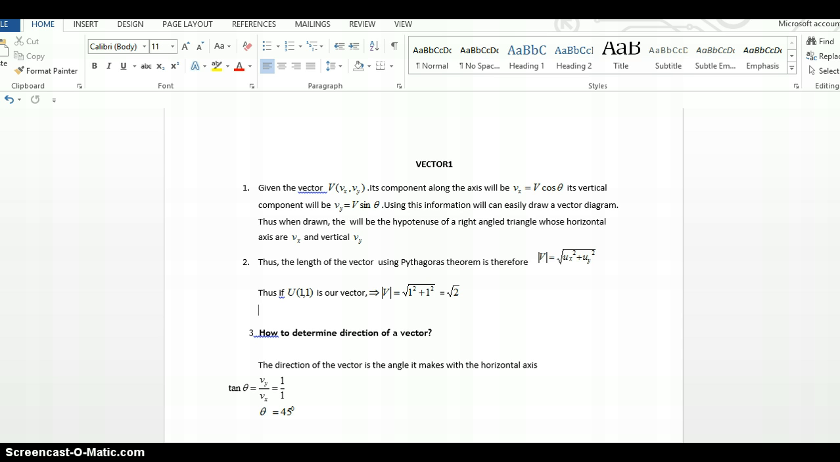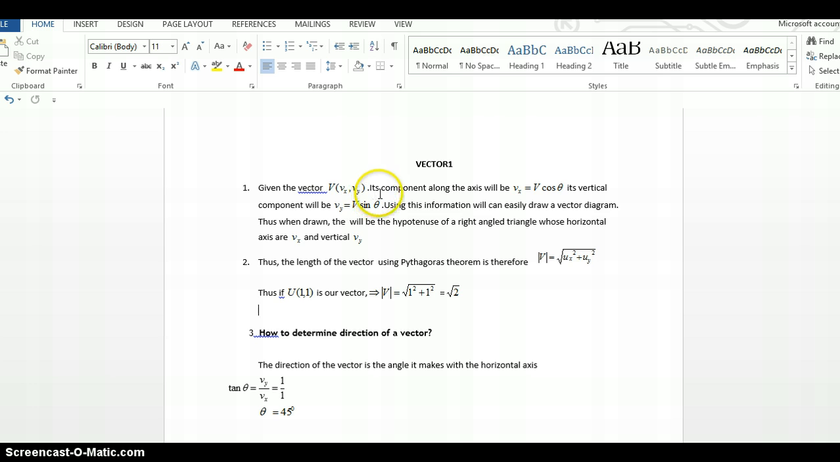First, we have the vector v, which has components vx and vy. The vx is the x-axis component, and vy is the y-axis component.